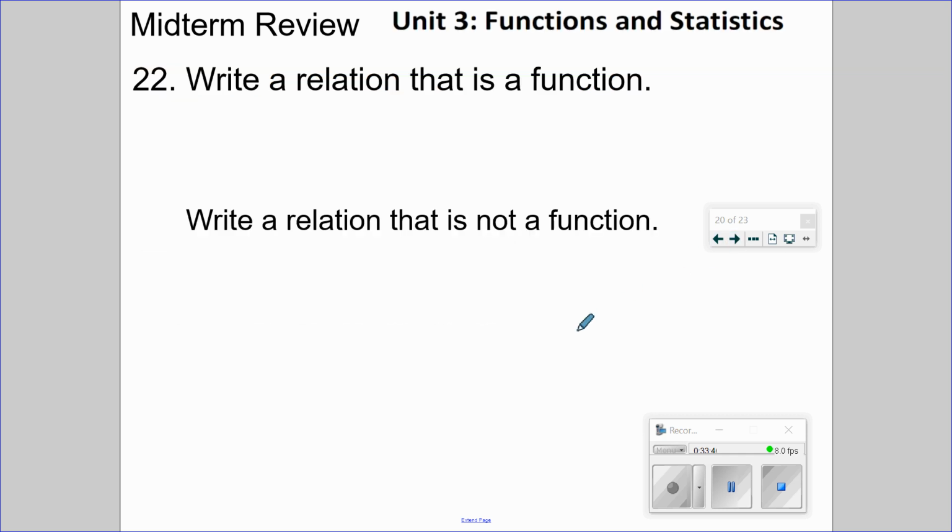Okay, write a relation that is a function. A function is when the domain, your x values, do not repeat. So, I'm going to make one up.